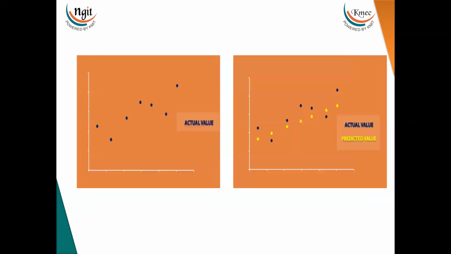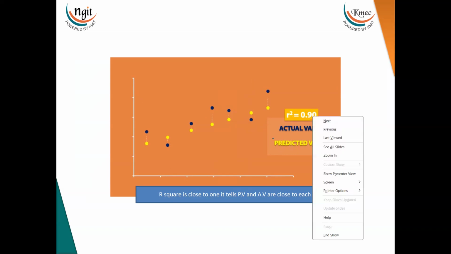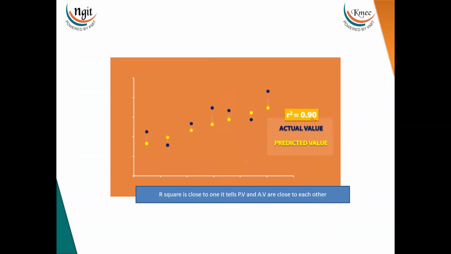Suppose these are the actual values and these yellow colored ones are the predicted values. We have calculated the distance between the actual and predicted, and we got R square as 0.90. Then we can conclude that R square is close to 1. 0.90 means almost equal to 1. It tells that the predicted value and actual value are close to each other. That is, our model is the best fit model.